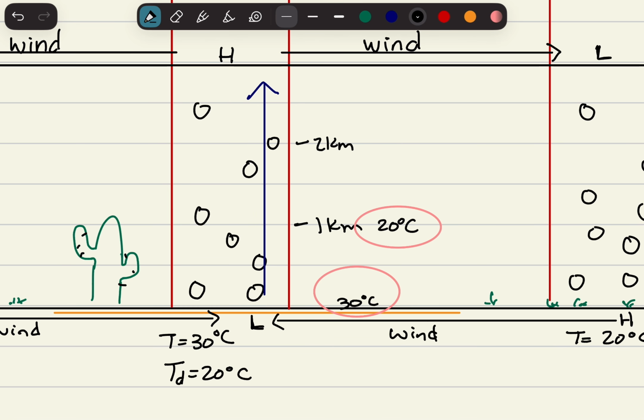Our dew point is 20 degrees Celsius. That means we're now saturated. What does that mean? If you need to go back and review your notes, this is a good time to do so. But when saturation occurs, we also start to get condensation. When condensation occurs, we start to form clouds. So what that means is at 1 kilometer, we start to see clouds form.